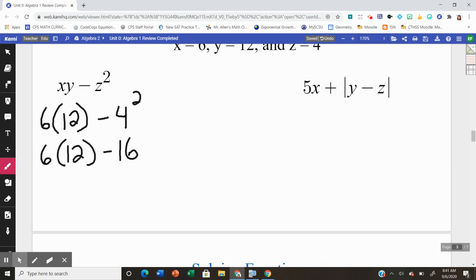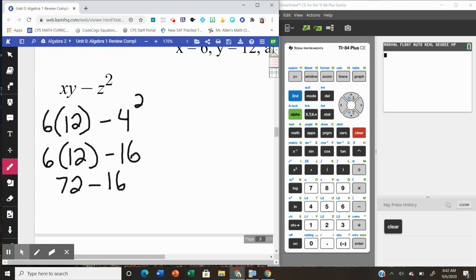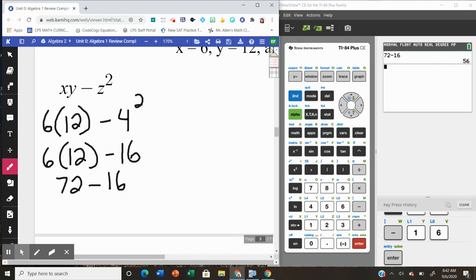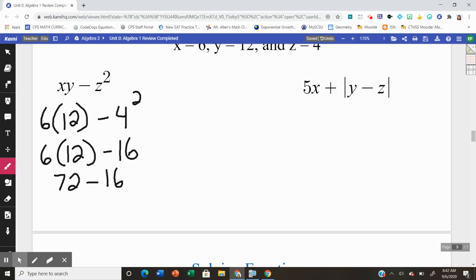Now I have multiplication to do next. So 6 times 12 is going to give us 72. So 72 minus 16, if you need the calculators, please go ahead and do that. I'd rather you use a calculator, right, than make a silly mistake. So 72 subtract 16 is going to give us 56. And that is our final answer.